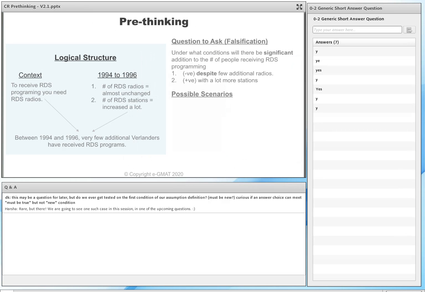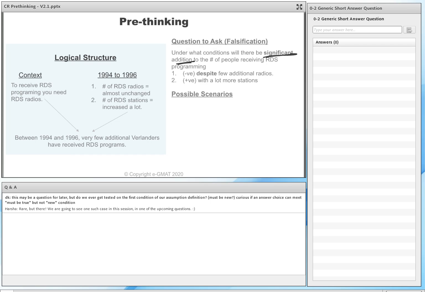So we're going to go through our falsification question again, and you're going to give me answers to this. Under what conditions will there be a significant addition, which means we are falsifying, we're breaking that conclusion down, to the number of people receiving RDS programming, the number of Verlanders? There should be Verlanders receiving RDS programming, considering the fact that we don't have a whole lot of additional radios, but we have a whole lot of additional stations. So tell me, in what scenario will I break this conclusion down? Will I have a lot more Verlanders or V's receiving special program information? Tell me some scenarios.